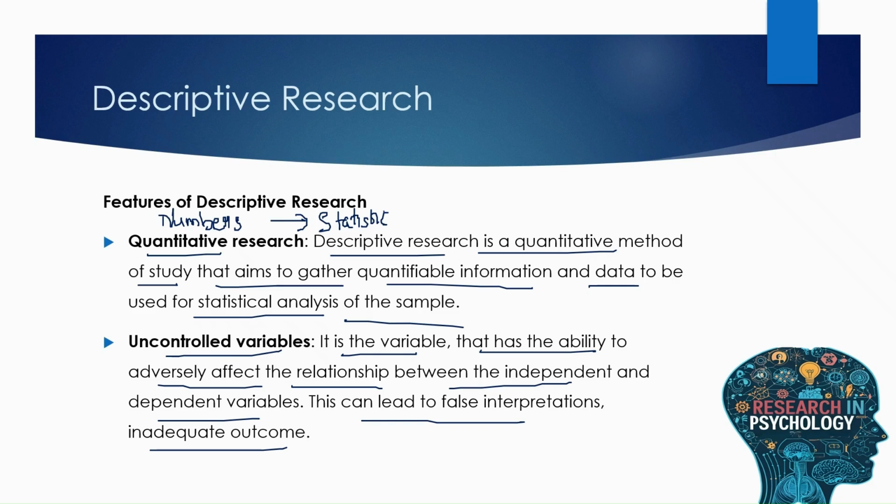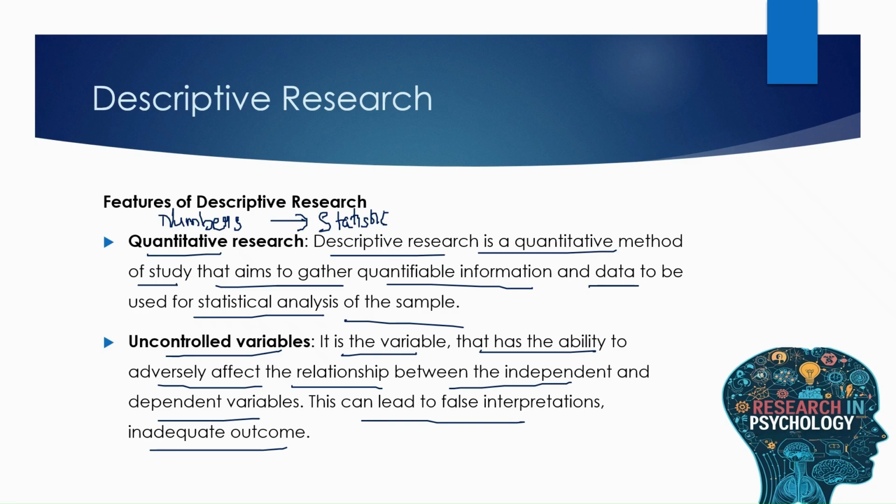So this can lead to false interpretations. Okay, so let me give you an example. Let's take the motivation example. I'm saying that awards increase the motivation in individuals. Now here, something called age is an uncontrolled variable.